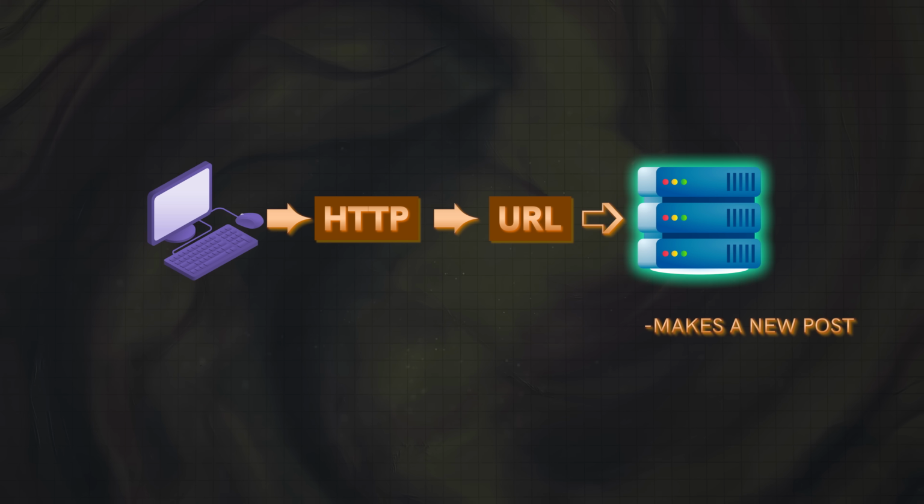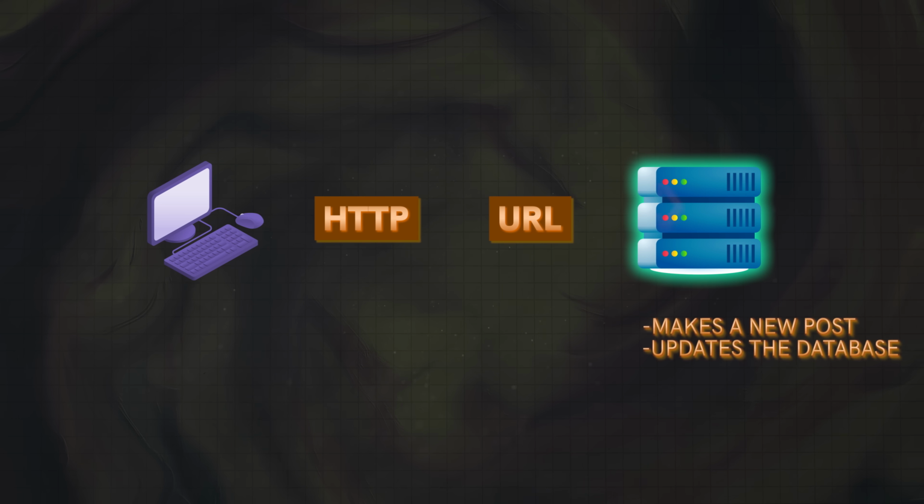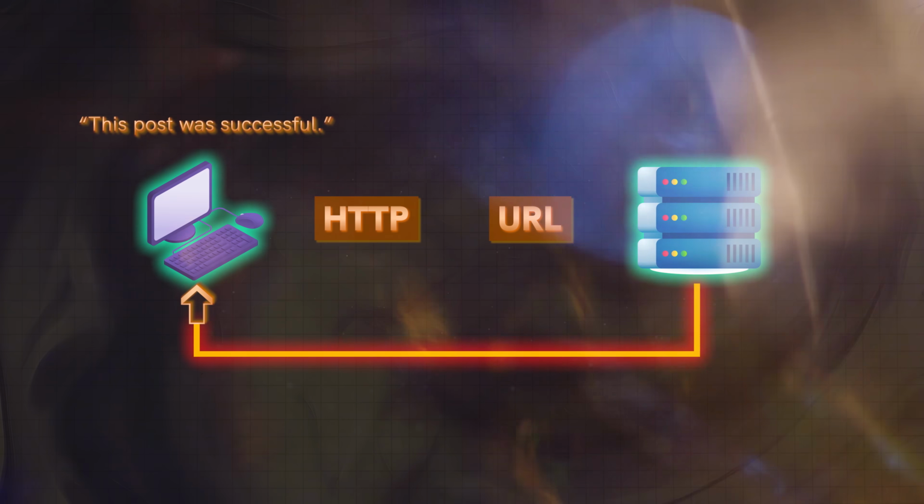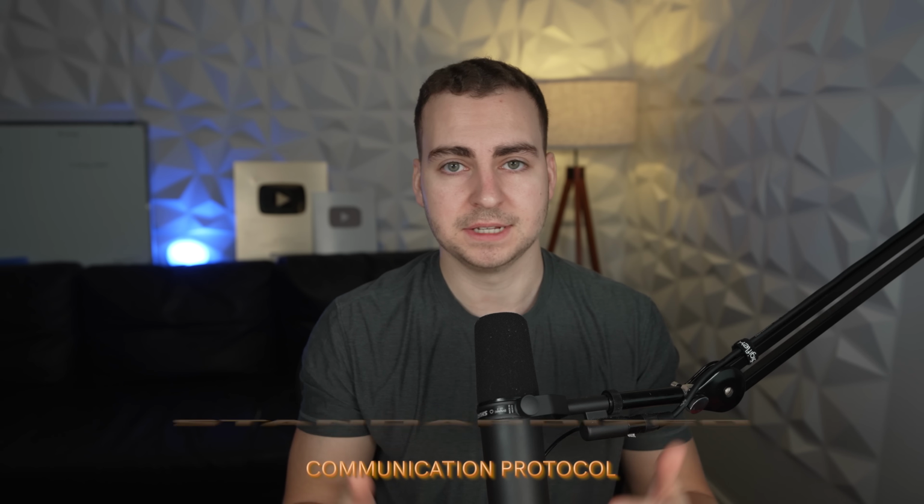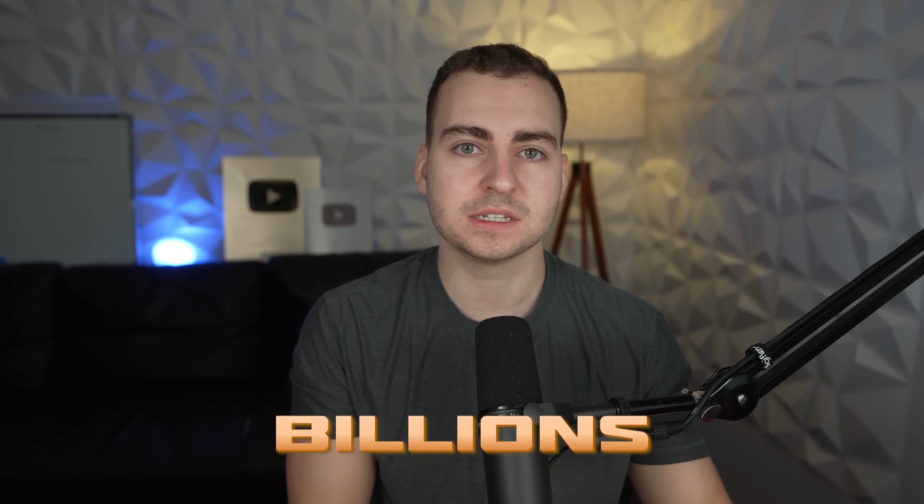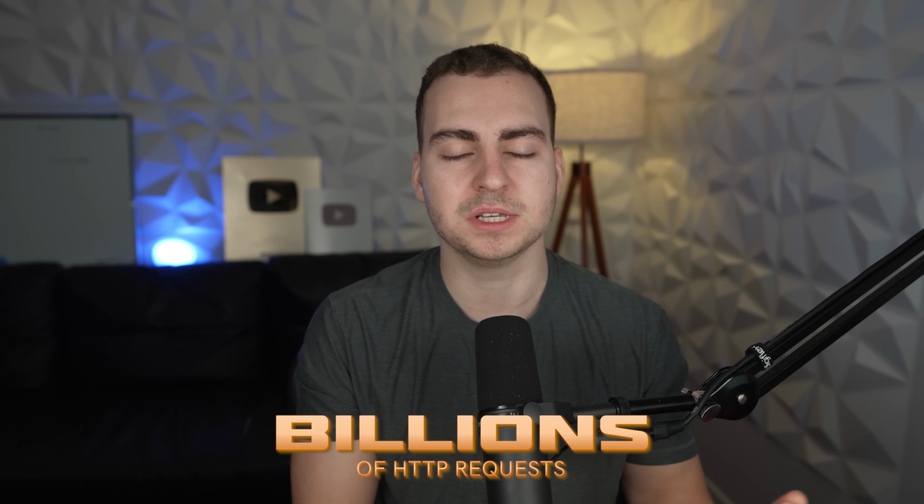It then makes that new post, updates the database, and then sends you back all of that data to the client to tell you, hey, this post was successful. Same thing if you're fetching comments or retrieving a profile or something along those lines. Behind the scenes, you send this HTTP request using this API, and then you get the data back. Now, this is a communication protocol. It's standardized. It's something that's used probably tens of millions of times across the internet, and there are literally billions of HTTP requests being sent every single day.